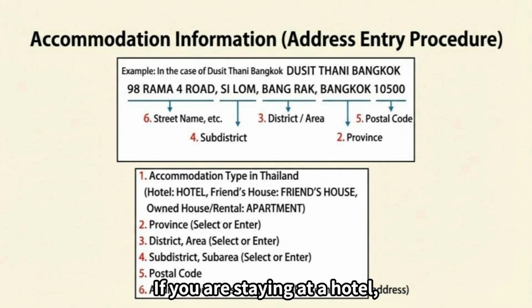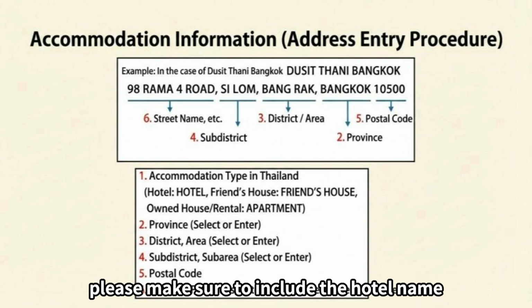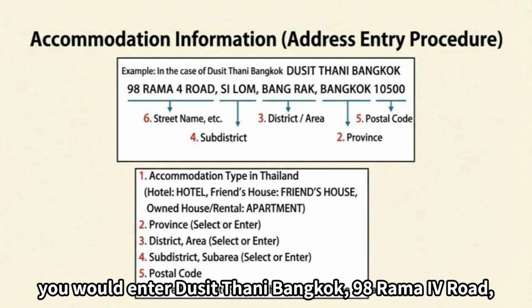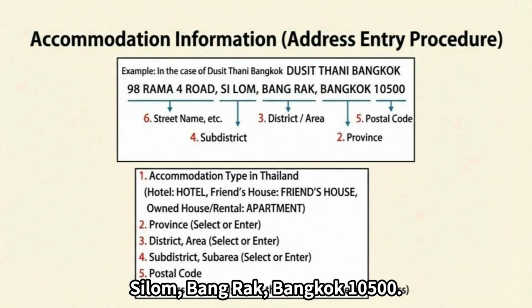If you are staying at a hotel, please make sure to include the hotel name in the address field. For example, if you're staying at the Dusit Thani Bangkok, you would enter Dusit Thani Bangkok, 98 Rama 4 Road, Silom, Bang Rak, Bangkok 10500.